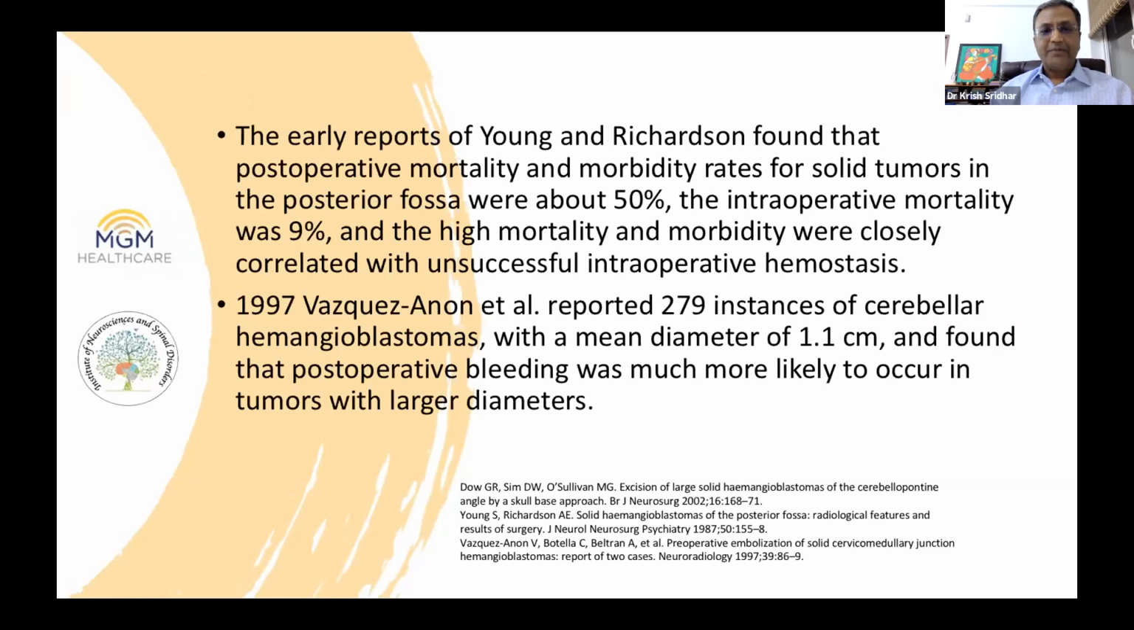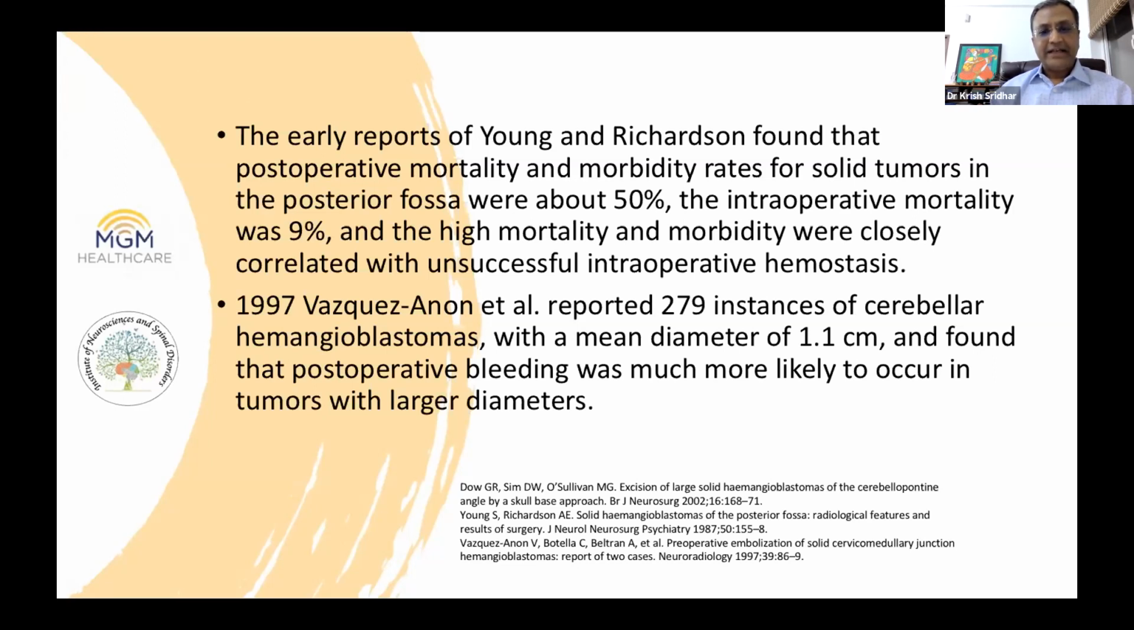Now, the postoperative morbidity and mortality in the early days used to be about 50% morbidity and an intraoperative mortality of 9%. And it was because of very unsuccessful intraoperative hemostasis. And as far as hemangioblastomas are concerned, I think the only problem is the hemostasis or the bleeding that can happen if you inadvertently enter the lesion, or if you coagulate a large draining vein, and then the hemangioblastoma will enlarge and start bleeding.